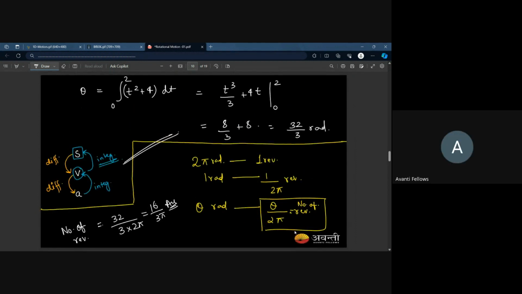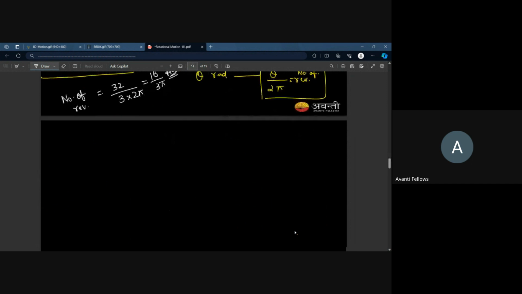Cool. Okay. You don't have to put the value of pi now. No, that would be fine. Actually, this is something that you can decide according to your options, okay? Right now, in this question, you don't have any options, so we will be fine with pi. Okay.